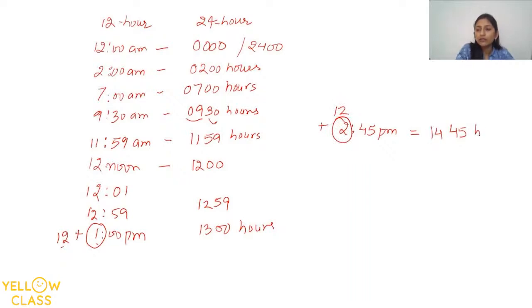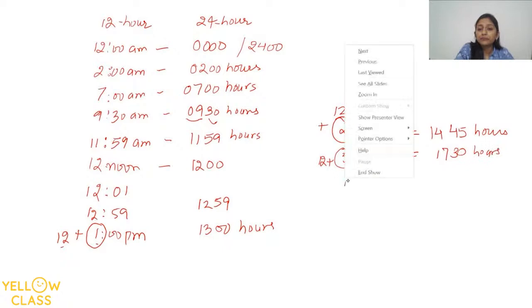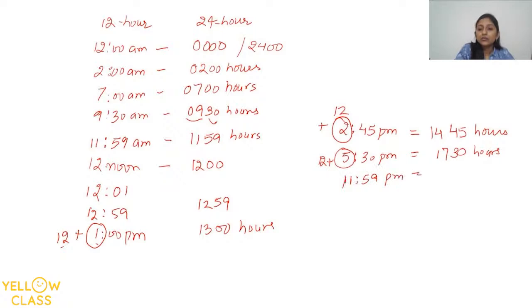So 14:45 hours, right? Similarly, if I have 5:30 p.m., 30 will remain the same. Only in the hours I will add 12. So 12 plus 5 is 17. So 17:30 hours. And this will happen till this time. So here also 11, I will add 12, which will be 23:59 hours.